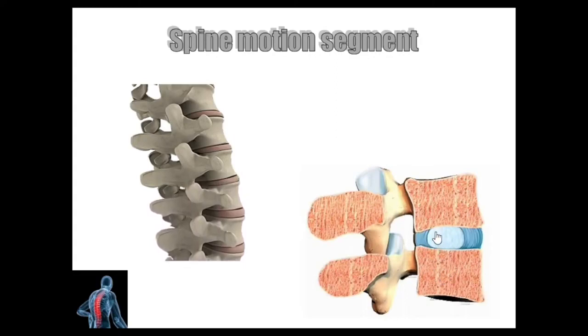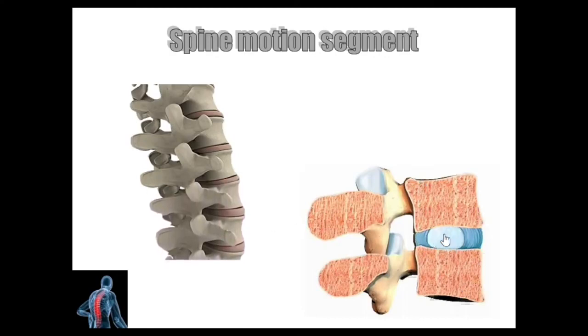So what is that unique type of connection? At the posterior part of the vertebrae we have the so-called facet joint. It is a classic joint where we have articulating surfaces which are covered by cartilage. At the anterior part, in between the bodies, we have that intervertebral disc.